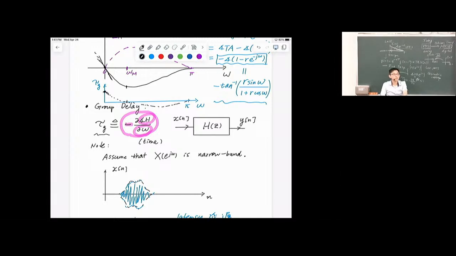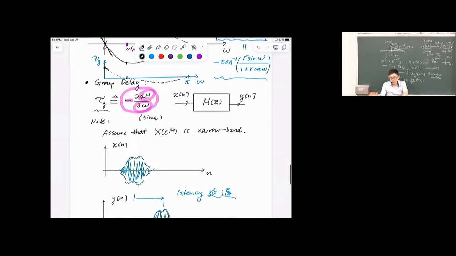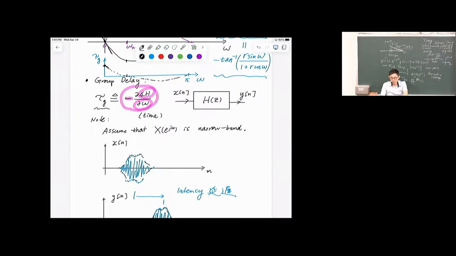When the signal goes through the system, is processed by the system, what does it mean? What does group delay mean? Group delay should be understood by creating a context, a scenario. So let's assume the scenario is that we have a signal that is narrow band. Assume our signal is narrow band.